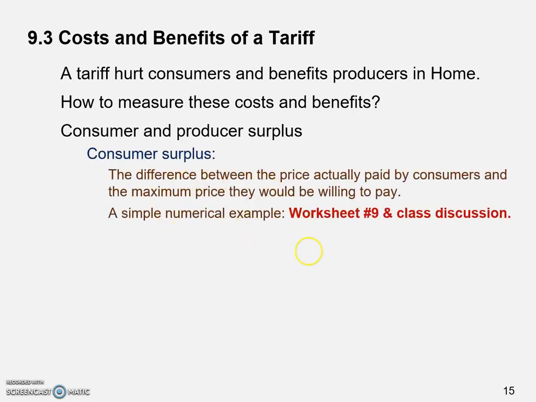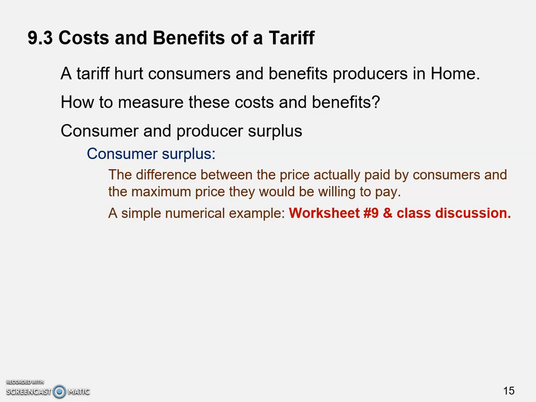Consumer surplus is defined as the difference between the price actually paid by consumers and the maximum price they would be willing to pay. Okay. Now, what does this mean? The actual price paid by consumers is simply the market price, right? That's the equilibrium price.